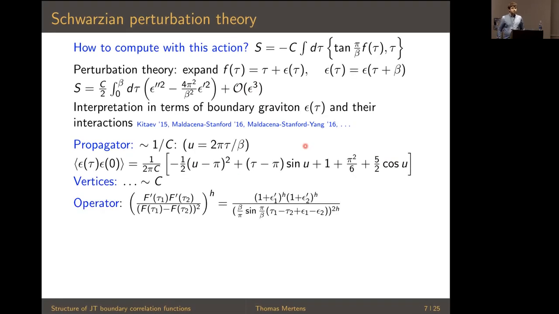And then you also need to expand the operator in this epsilon expansion, so all of these bilocal operators. I've done that here for one operator, so you can see explicitly where the epsilons appear. And you need to Taylor expand this in epsilon again, and then contract the different epsilons with the propagators and so on.